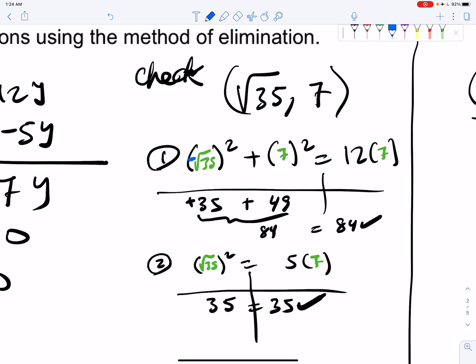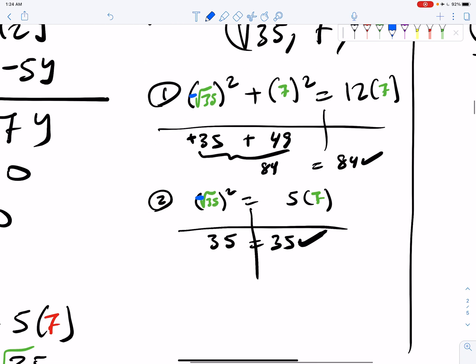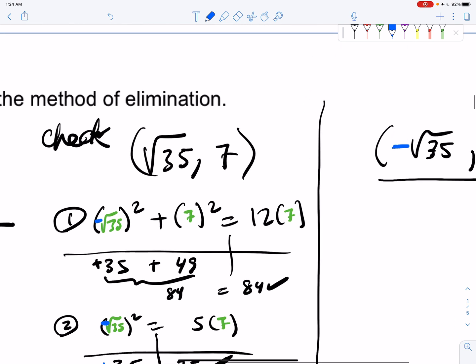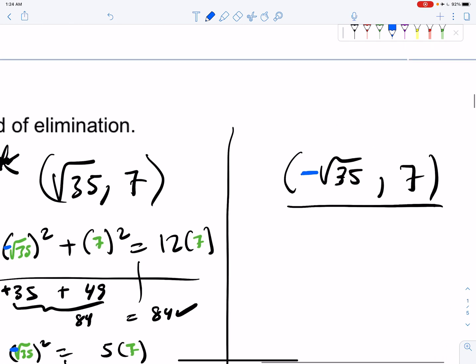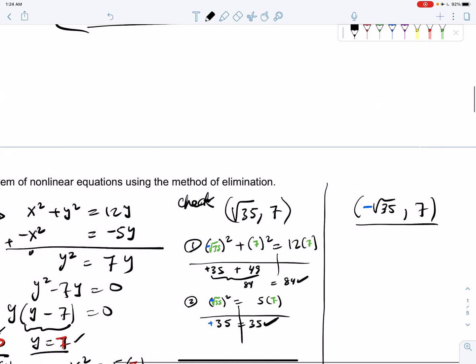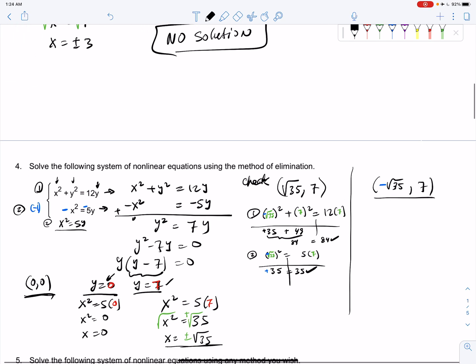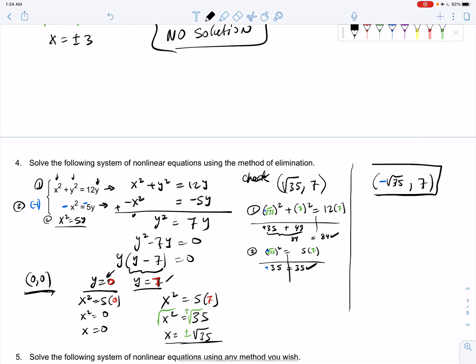And had we put a negative into this one, that would get squared, which would become a positive, which also would give us a true result. So we don't really need to run that again. So we can go ahead and say with certainty that my solutions are going to be those two and included with that. So we got 3 solutions.